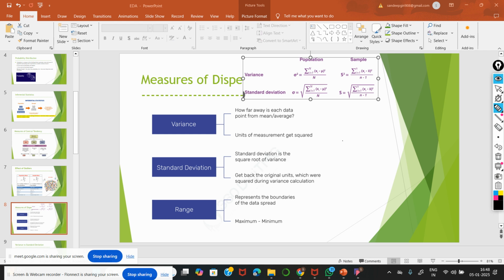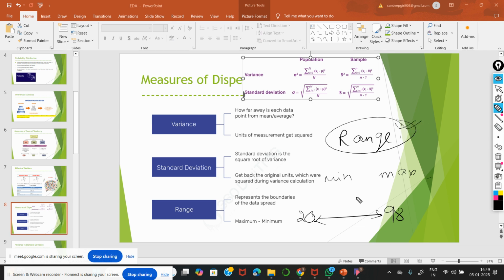See, then we have something called range. Range is very easy. Range is nothing but the minimum value and the maximum value of the marks. Someone got 20 and someone else got 98, so I can say that the range of marks scored by people is from 20 to 98, sir. The students' marks are coming within 20 to 98. So this is what range is, remember.